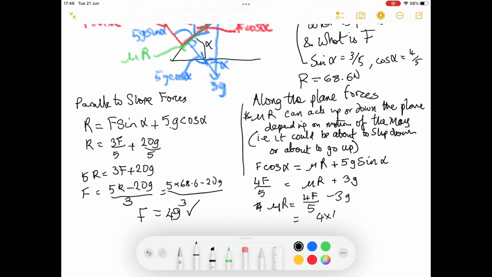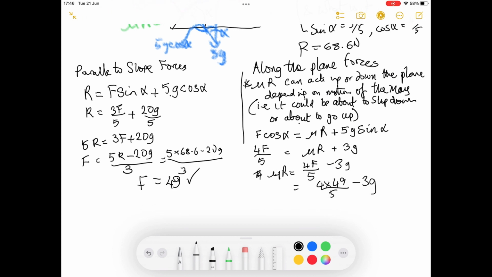Okay, and then you know what F is, it's 49. 4 times 49 over 5 minus 3g equals, calculating, taking a bit longer than I thought because it's a bit of a strange number that I'm getting. I think I'm getting 9.8, which is the same as g, which is interesting, but just how it turns out, I guess. So I think that's what it is. It's 9.8 for mu R.